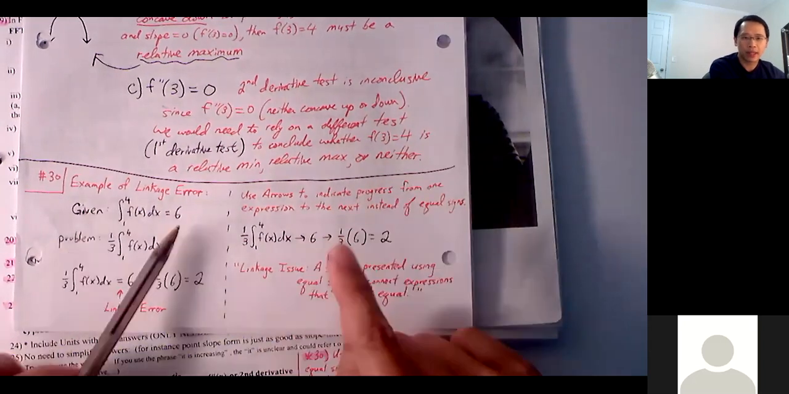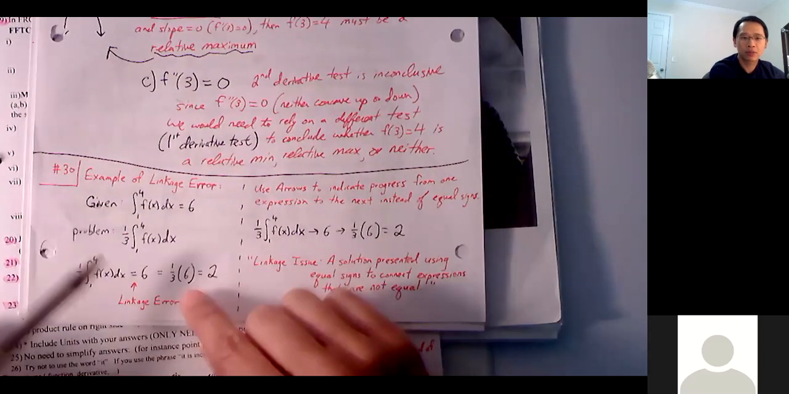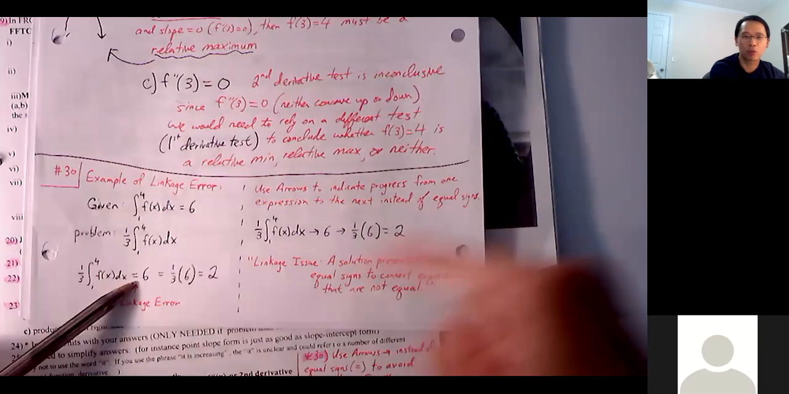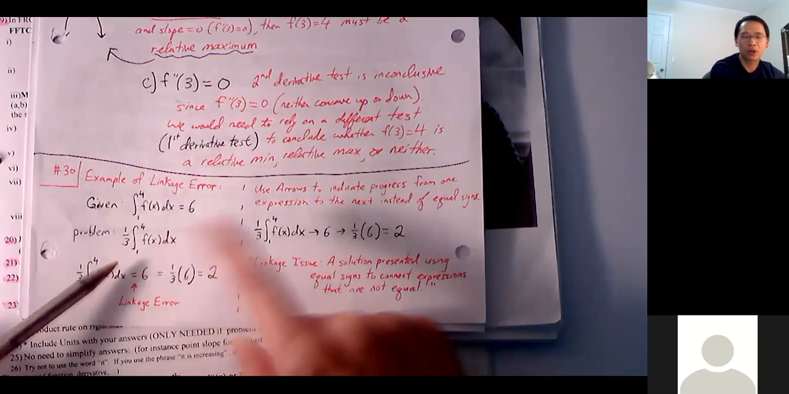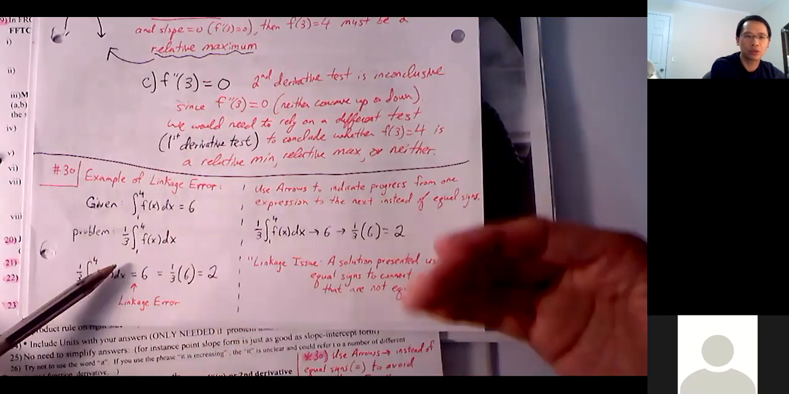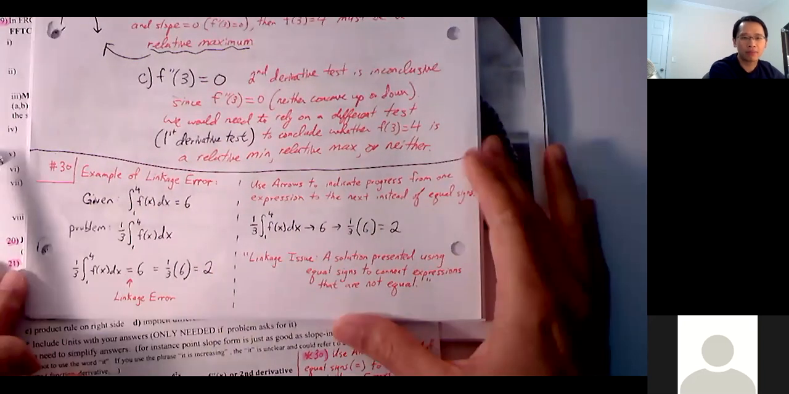So here's what a linkage error is. You know how sometimes we use equal signs just to show that we're progressing from one part to the next. We really don't mean that they're equal. Maybe as a student, you want to let the teacher know, here's my next step, so you write equal to. This is where they don't like that.